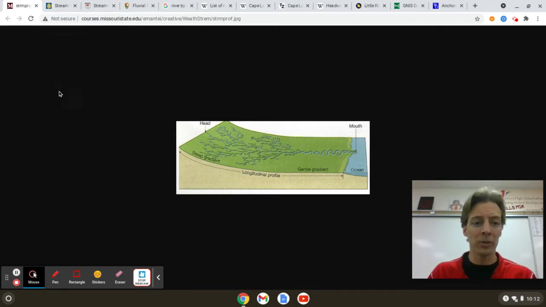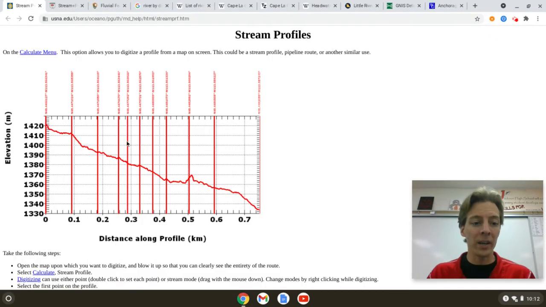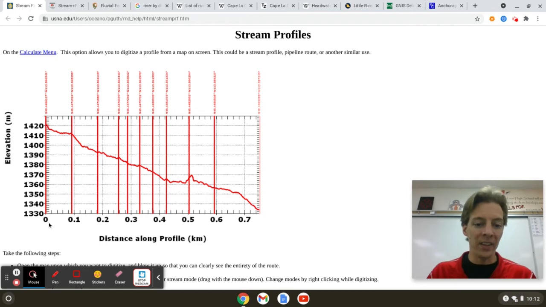So this is Missouri state, and they've got a stream profile. This is the Naval Academy. So this is elevation and then distance. This is only a kilometer or less than a kilometer long. But they're looking at meters. This thing dropped 90 meters. It dropped the height of a football field over the course of that. That's 0.7 kilometers. That'd be half a mile right there.